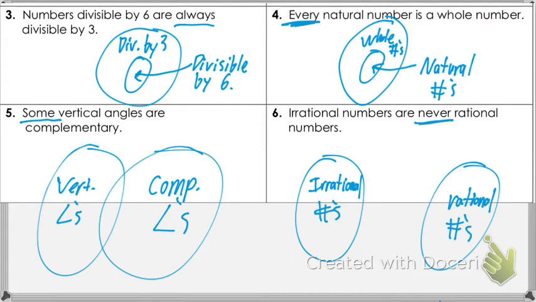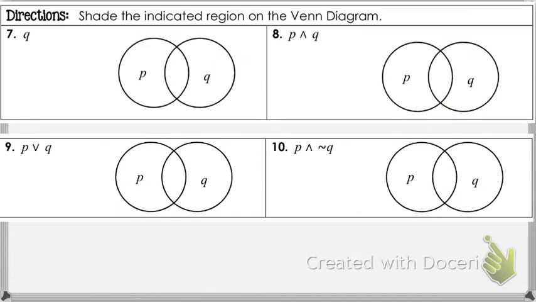Continue on, now we're going to practice shading the region. So on number 7 here at the bottom left of the page, shade the indicated region on the Venn diagram. So you see we have a P and a Q with some overlap on each of these. On 7 we're talking about where Q is true. Well, Q exists here, but Q also exists in here in the middle. That's where both of them exist, so Q exists. So Q is all of this circle for Q. It's not over here though, nope.